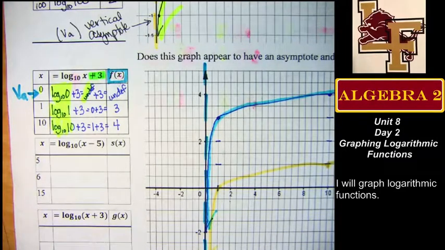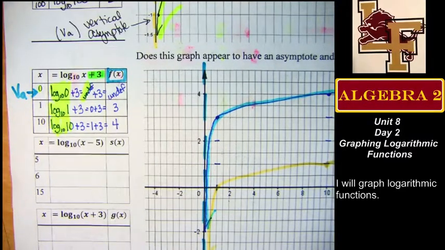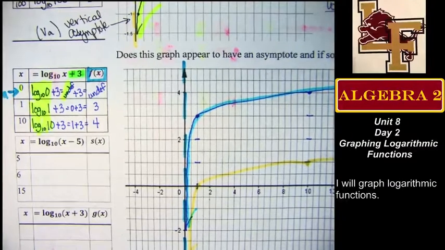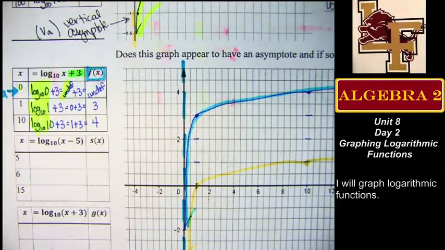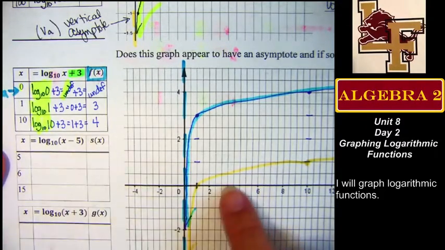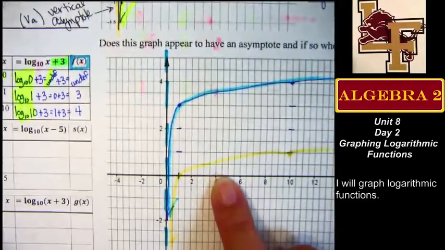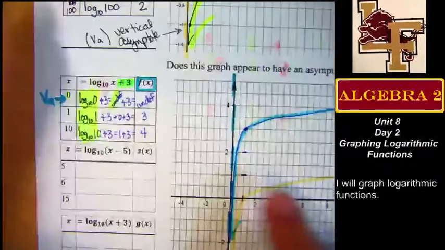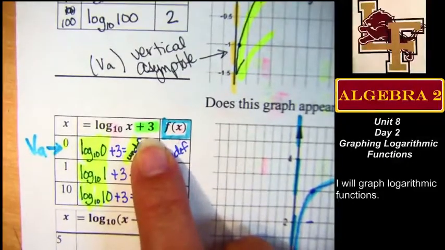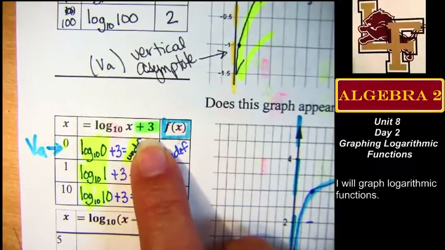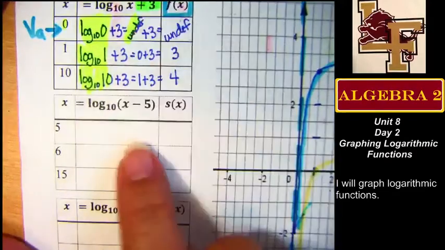How many units up did I go? 3. The yellow one? I just copied this. So it looks like I slid up 3 units. Look at this.